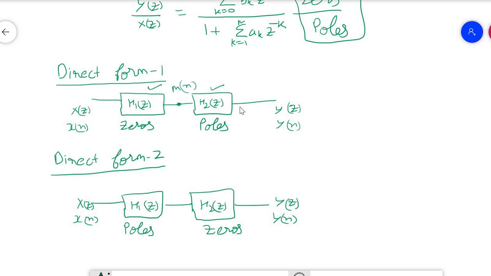Let's pause. This M(z) divided by X(z) is equal to H1(z). Output divided by input equals H1(z). This output divided by input Y(z) upon M(z) is equal to H2(z). In the case of direct form 1, first zeros then poles, and in the case of direct form 2, first poles then after that zeros. From this equation, I will explain in a very simple and proper way this direct form 1 and direct form 2.